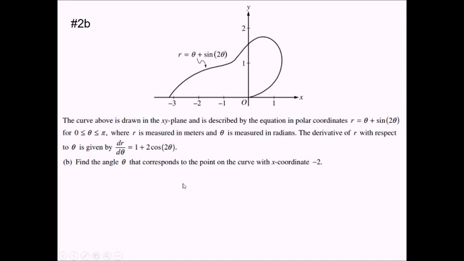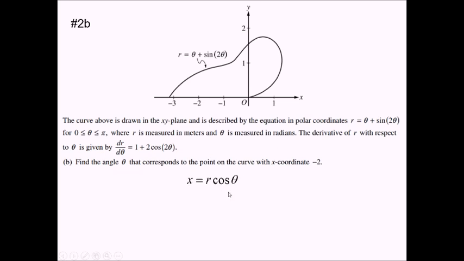For this problem, our task is to find out the angle that corresponds to the point on the curve with an x-coordinate of -2. So basically, what angle is this at right here? To figure this out, the equation I'm going to use is just one that relates x values and angles. We know that in general for polar coordinates, x is going to equal the radius times cosine of theta.